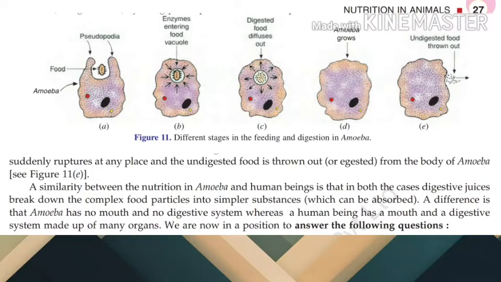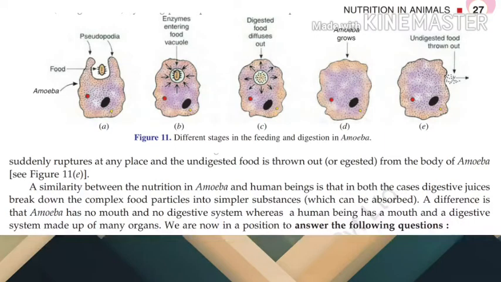Now look at page 27, last paragraph. What is the similarity between the nutrition in amoeba and human beings? A similarity between the nutrition in amoeba and human beings is that in both the cases digestive juices break down the complex food particles into simpler substances which can be absorbed. Okay, this is the similarity.